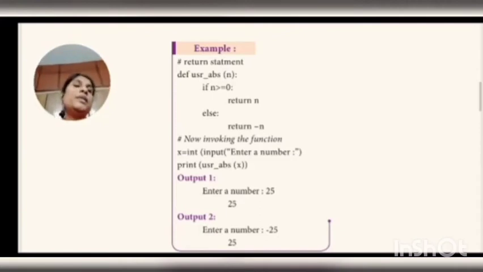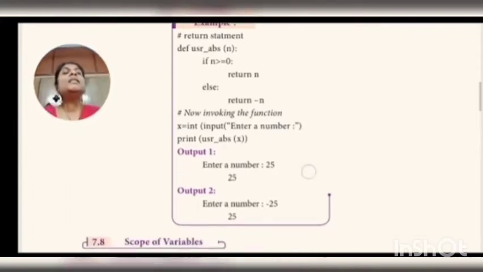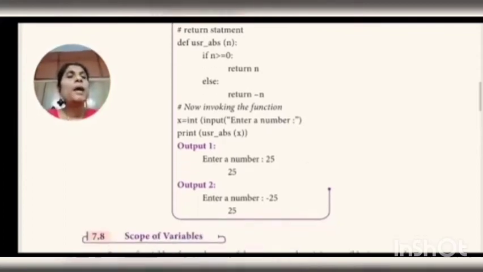So on the first occasion we pass a positive number, plus 25. We get the value 25, because return n, just the positive value, will be returned. The next time we pass minus 25. This is a negative value, so return minus n will be invoked.